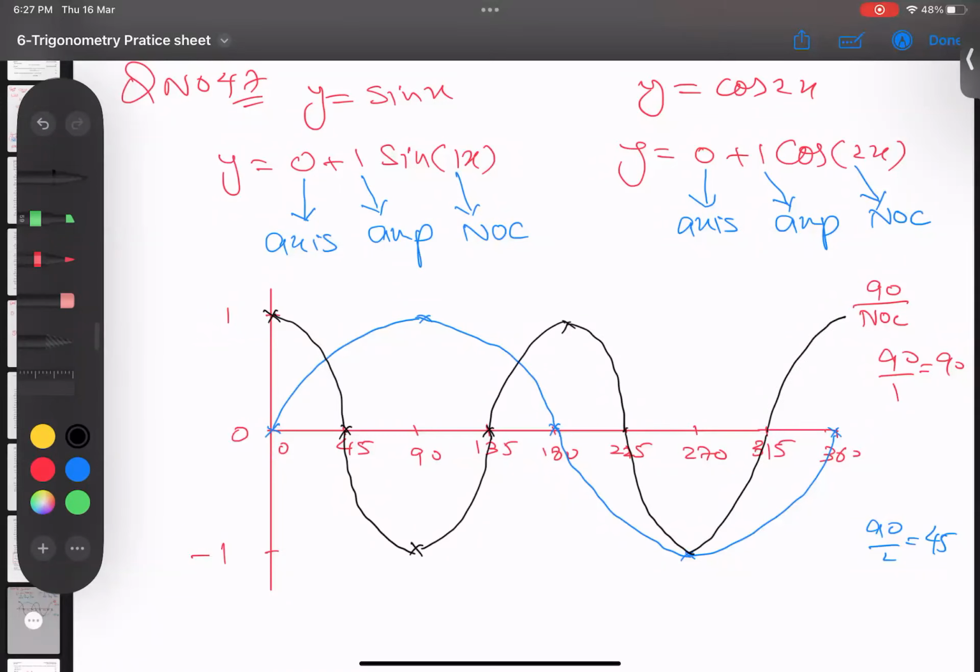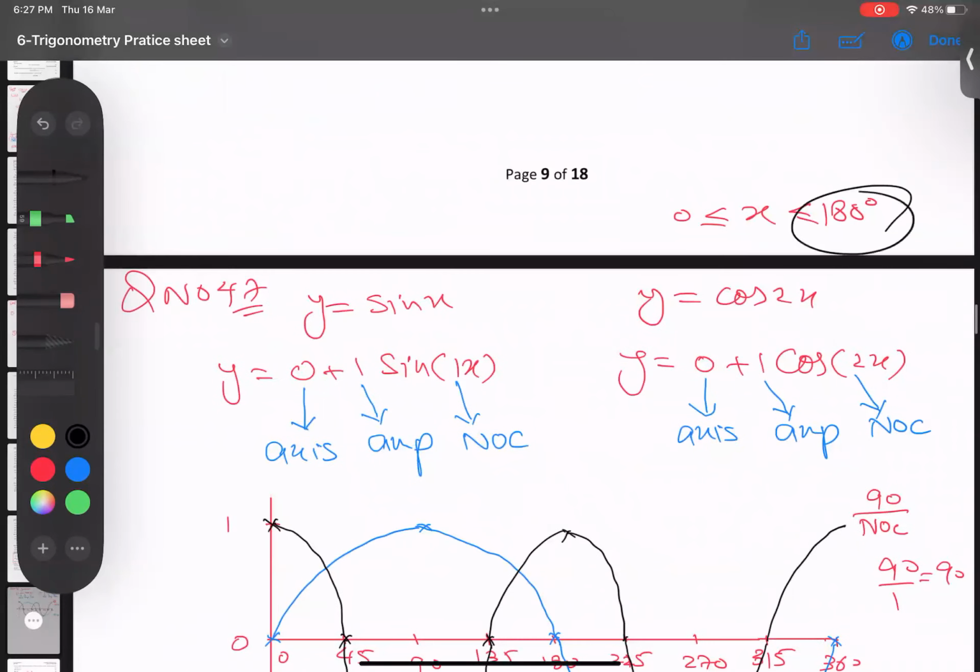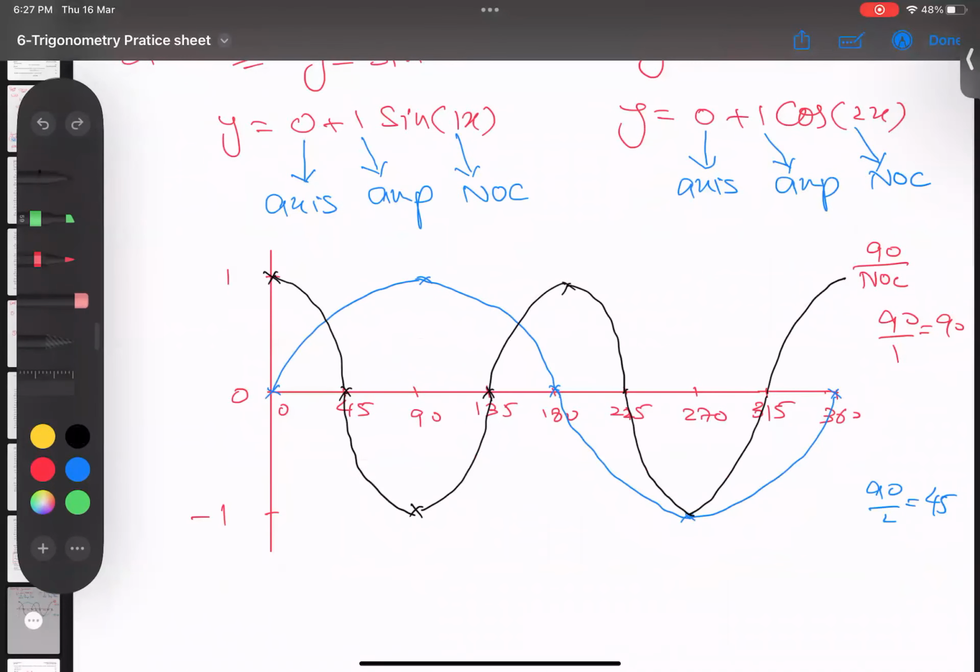Actually, I made it to 360 degrees, but he said to make it till 180 degrees. So what I will do is take an eraser and erase the rest.